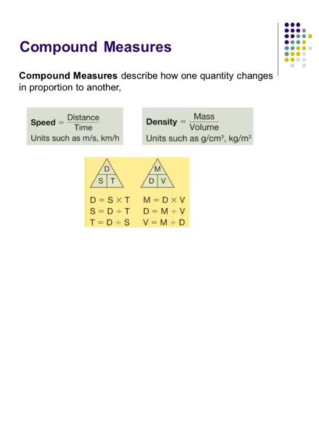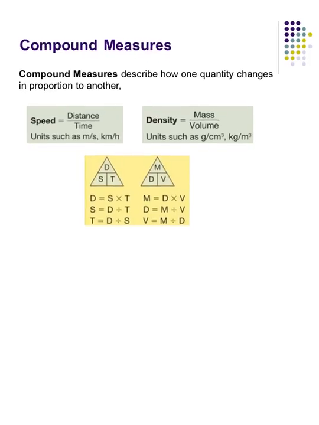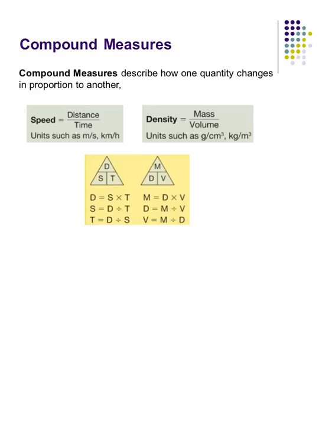Again here, you've met these before, you know that speed equals distance over time, and we can use this triangle to help us derive the other formulae. So if we wanted to work out the distance, for example, we would cover up the distance, and we would get speed times time.